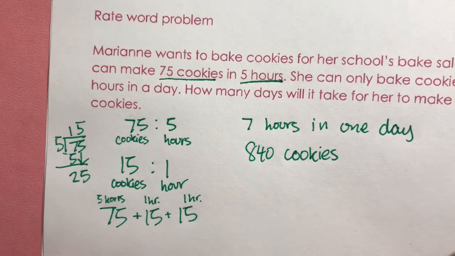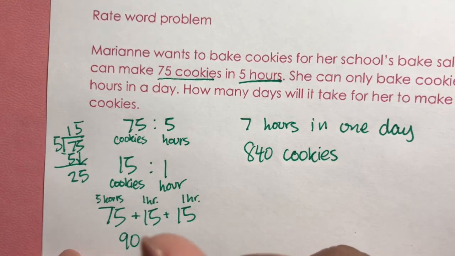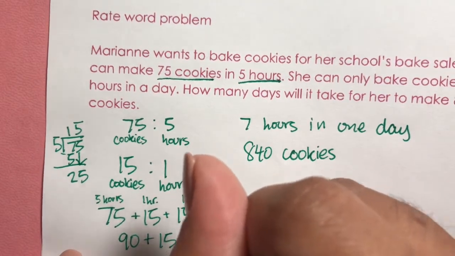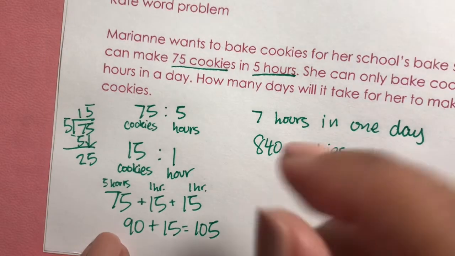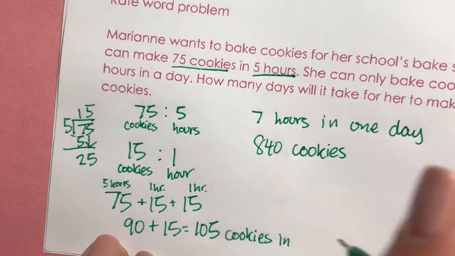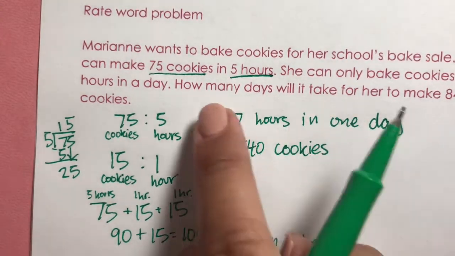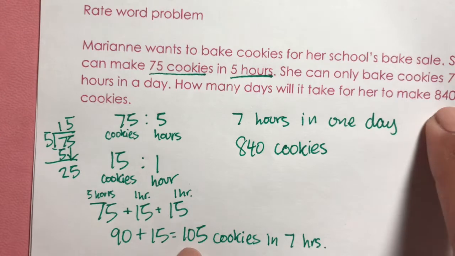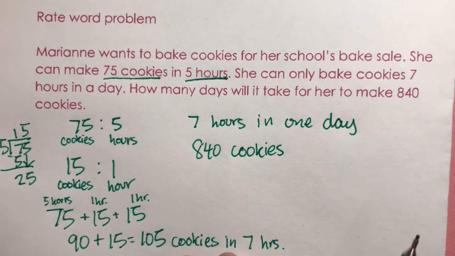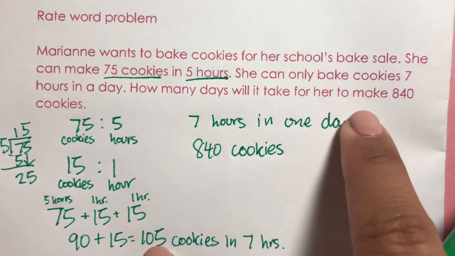So 75 plus 15 is 90, right? Yes, and 90 plus 15 equals 105. So we now know she can bake 105 cookies in 7 hours. That's the first part of our word problem done. But they're asking how many days it will take for her to make 840 cookies. We know she can make 105 cookies in 7 hours, which is the amount of time she can bake in one day.